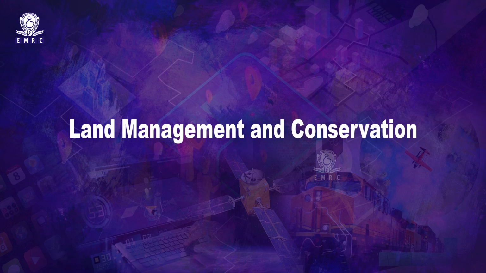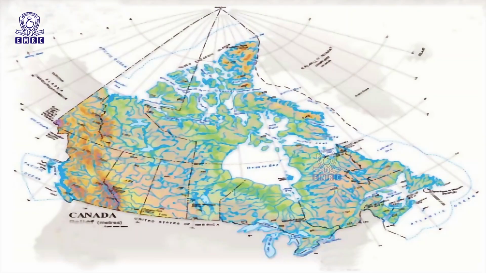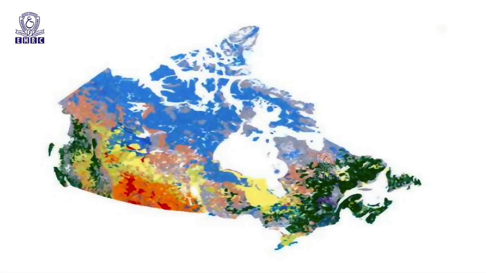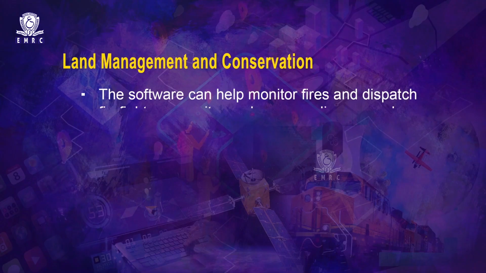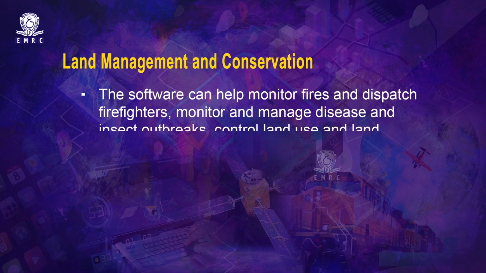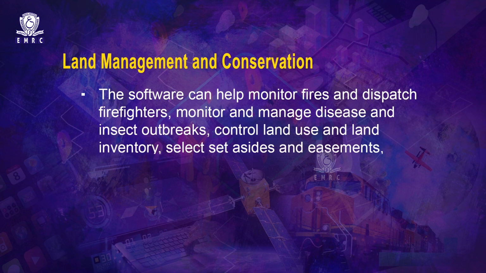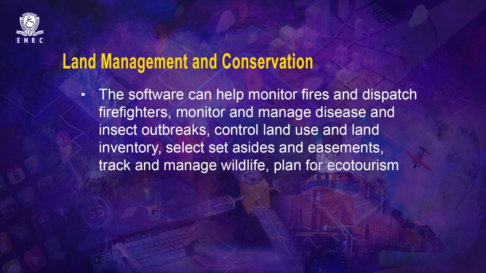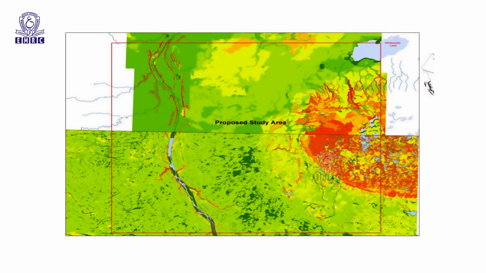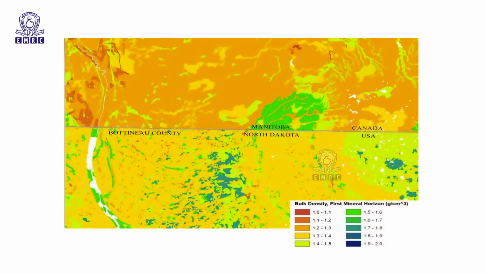Land management and conversion. A major implementation of GIS manages the enormous expanse of Canada's natural and mineral resources. In this and similar applications, the software can help monitor fires and dispatch firefighters, monitor and manage disease and insect outbreaks, control land use and land inventory, select set-asides and easements, track and manage wildlife, plan for ecotourism, and much more. Combined with today's expanding complement of Earth-sensing satellites, the role of GIS in land management is sure to continue to expand.